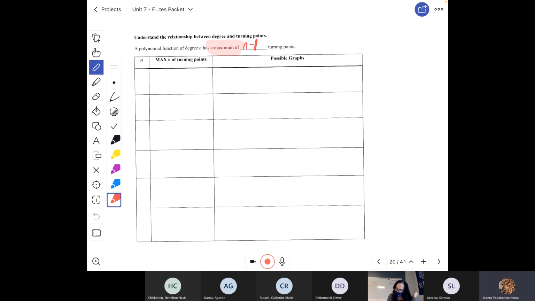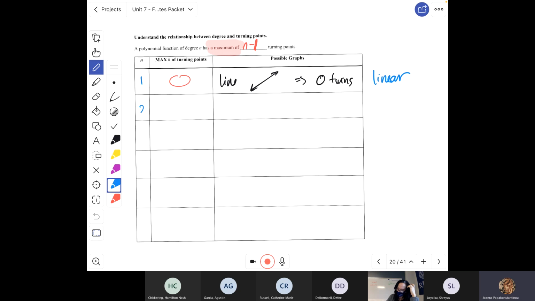If n equals 1, what type of function am I looking at? If the degree of the polynomial is 1, what is it? It's linear. Right? If n equals 1, the degree is 1, it's linear. So what is the maximum number of turning points it can have? 0. So let's think of the only possible graph I can have. Well, it's just a line, right? So no turns, 0 turns.